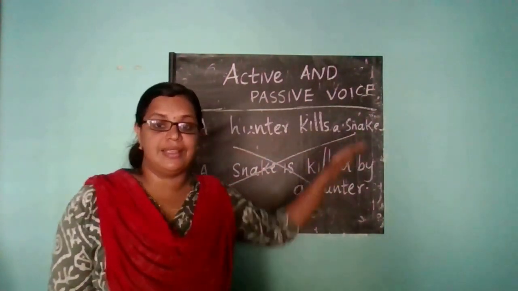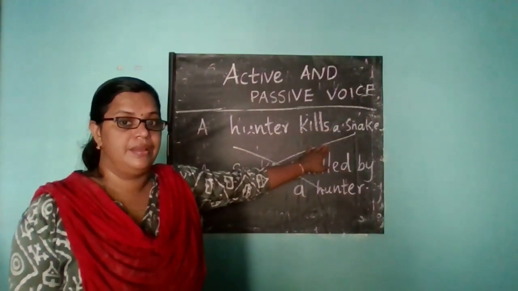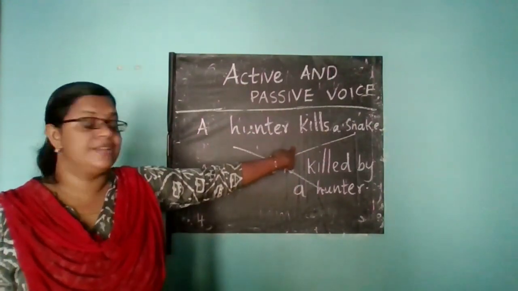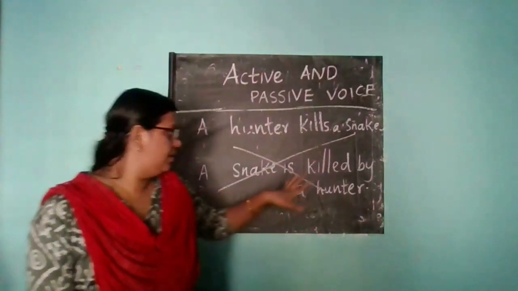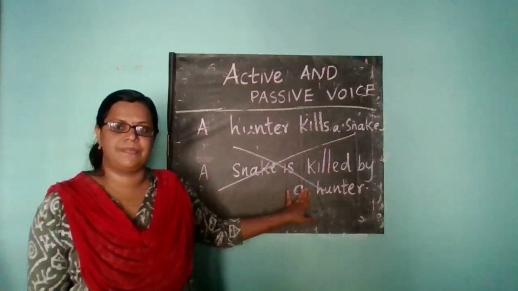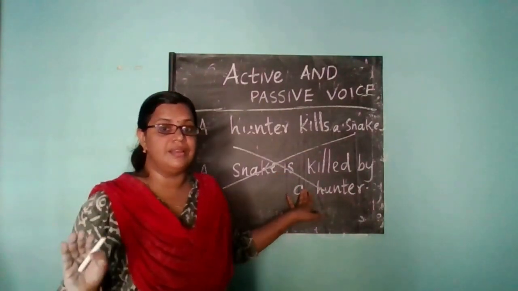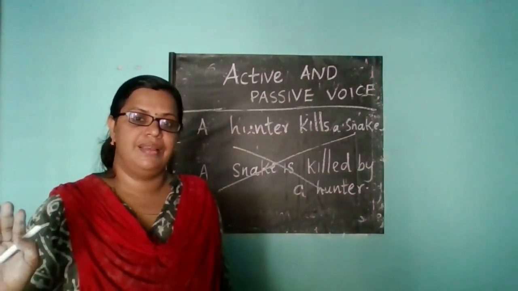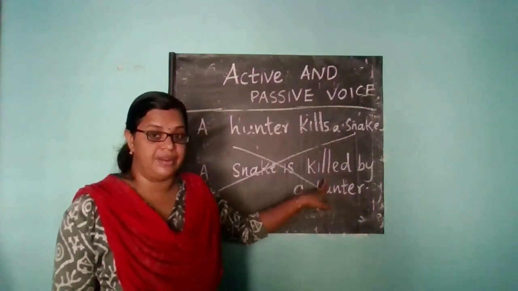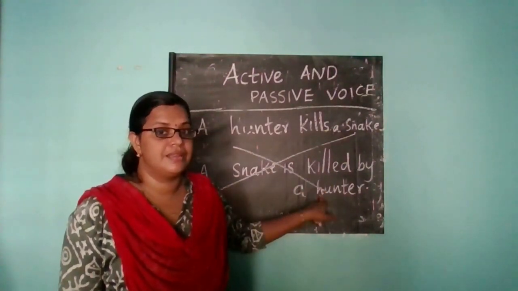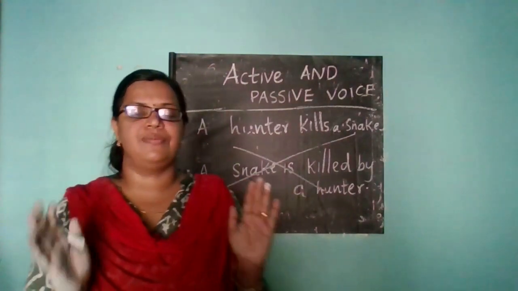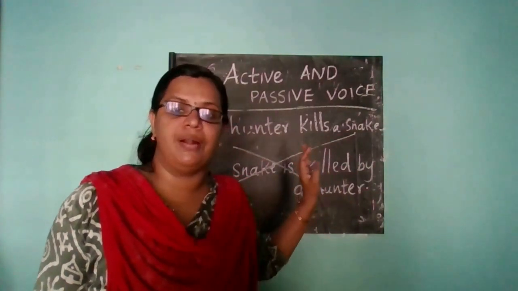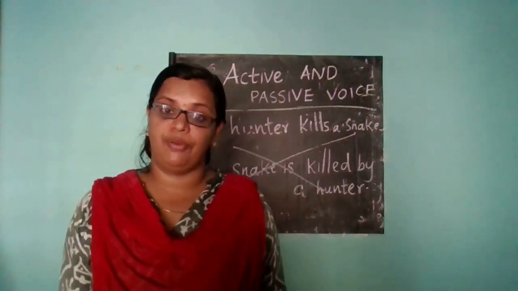Then see the second rule. The second rule is related to tense. Okay, here see the tenses. First sentence is in simple present. Here also present tense. That means no change in the tense. You have to retain the tense. Clear? But one difference. In passive voice, the main verb always will be in V3 form. The main verb will be in V3 form.